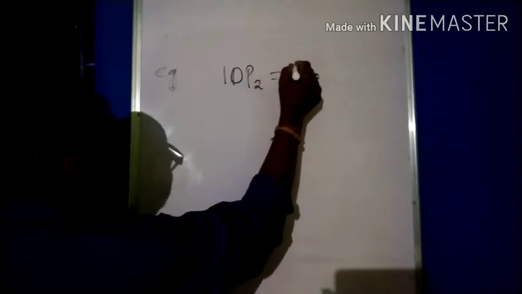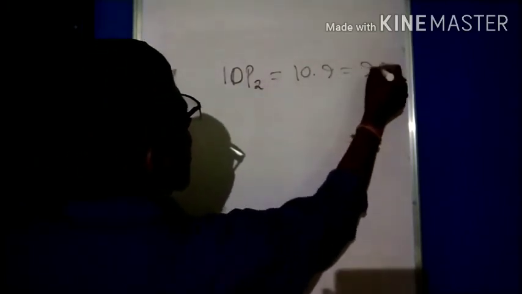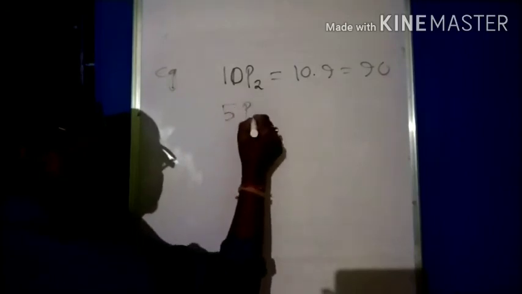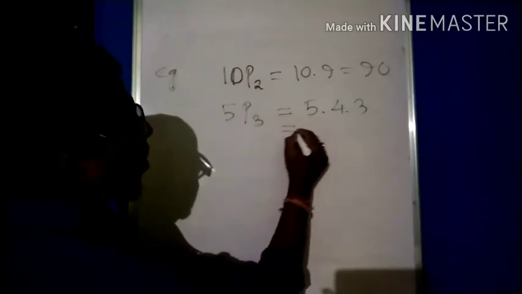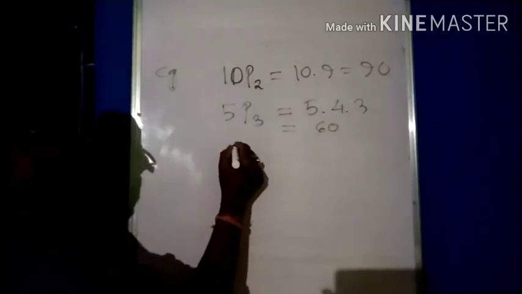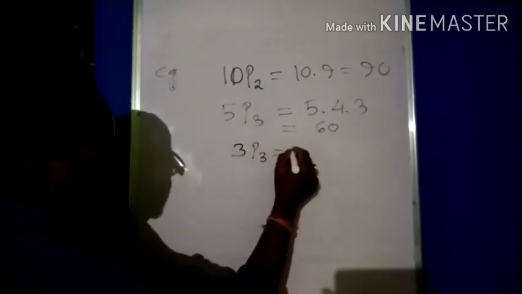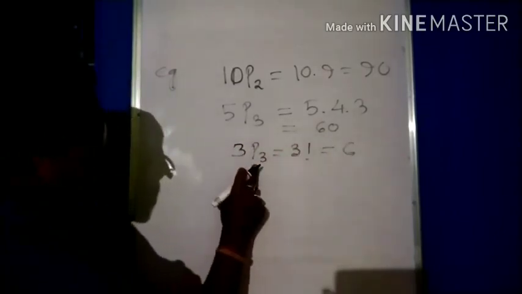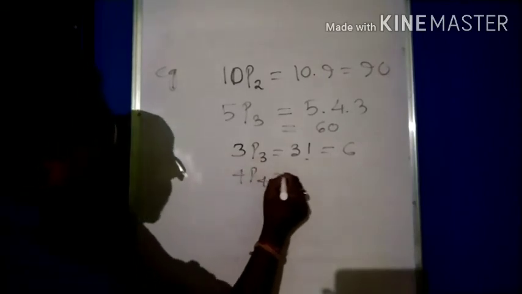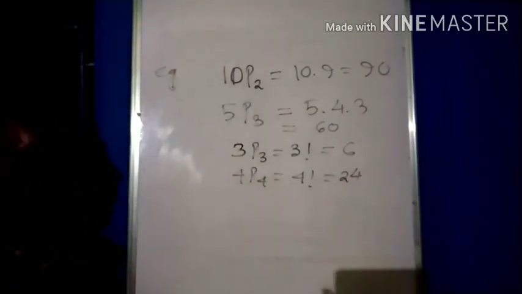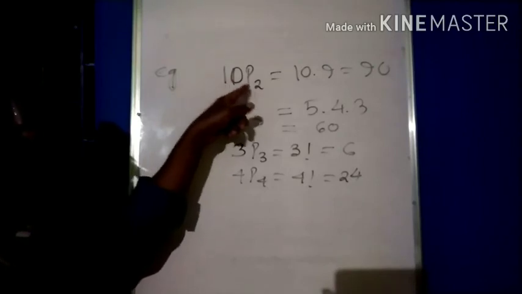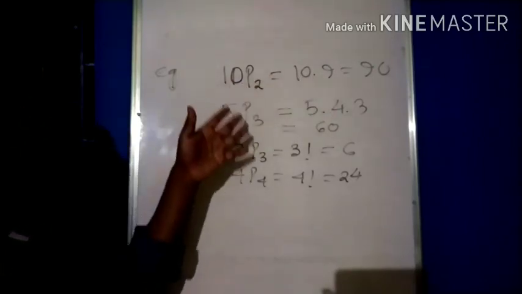Suppose you want to find the value of 10P2. It is 10 into 9, so directly you can write 90. Suppose you want to find 5P3, we can easily find 5 into 4 into 3, so it will be 60. But 3P3 will be factorial 3, which is 6. 4P4 will be factorial 4, which we can write as 24. So this is the way to find the permutations of 10 objects 2 at a time. You can write directly 10 into 9 by using these shortcuts.